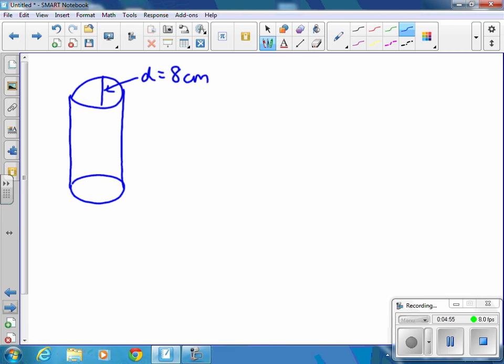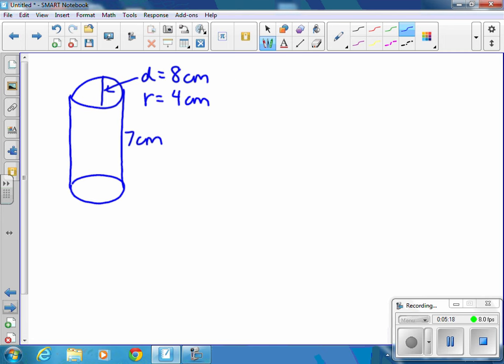Remember, then, we also want to have our R. Every time we talk about a circle, I always write down D and R. I make sure I put them both down so I know which one I'm talking about, and then when I have my formula, I can just pick which one I need. So if the diameter goes all the way across and is 8, that means my radius is going to be 4. And we're going to say that the height of this is 7 centimeters.